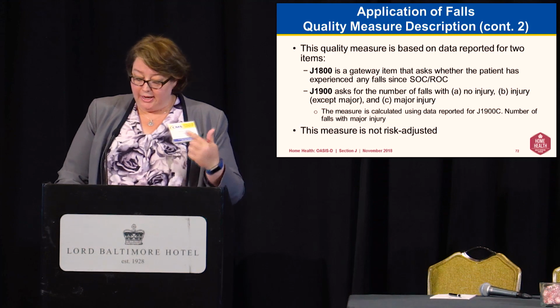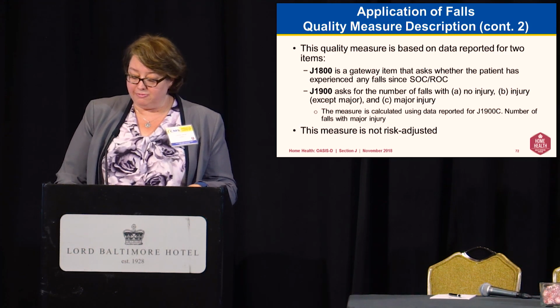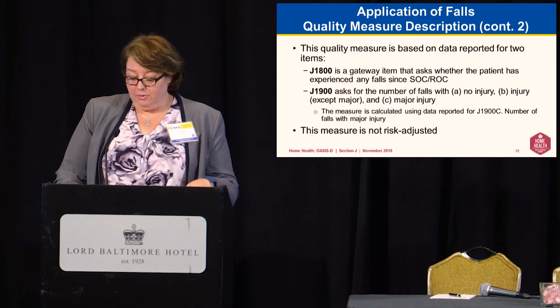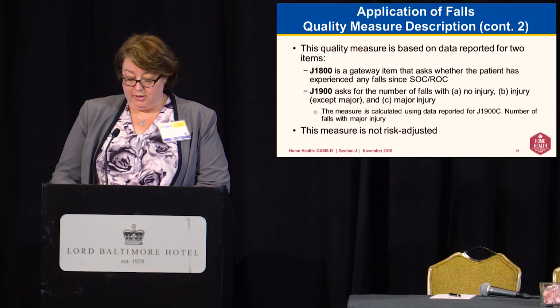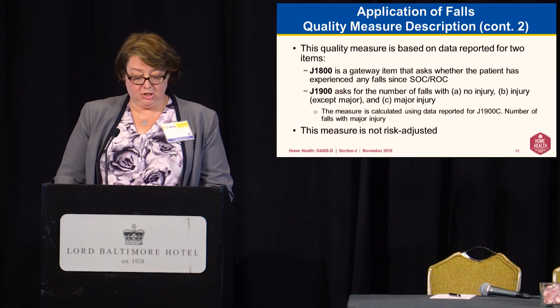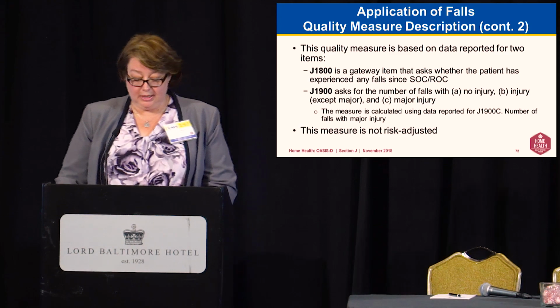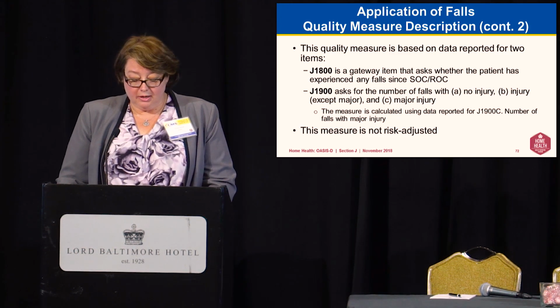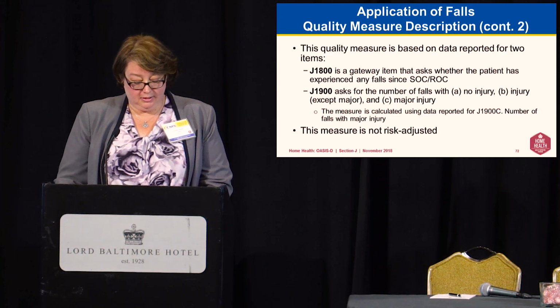So when you look at it, J1800 is included, and then J1900 asks for the number of falls with A, no injury, B, injury except major, and C, major injury. So again, the measure is calculated using the data reported for J1900C, number of falls with major injury. And one other component, this measure is not risk adjusted.